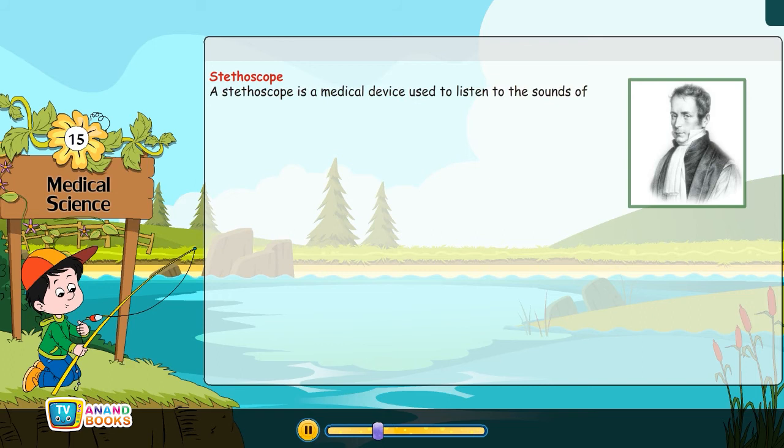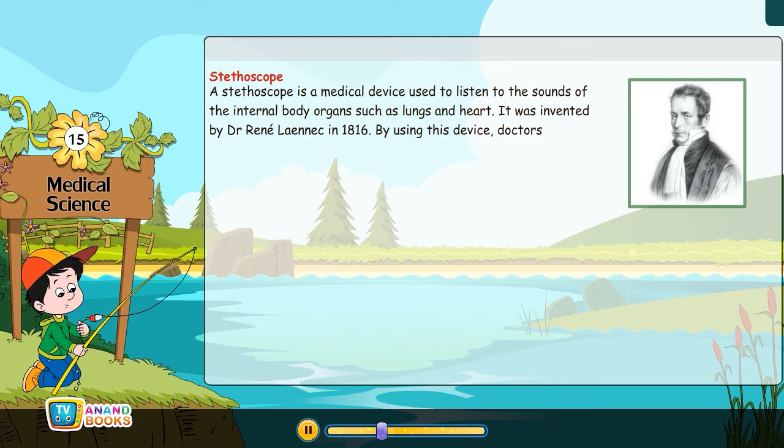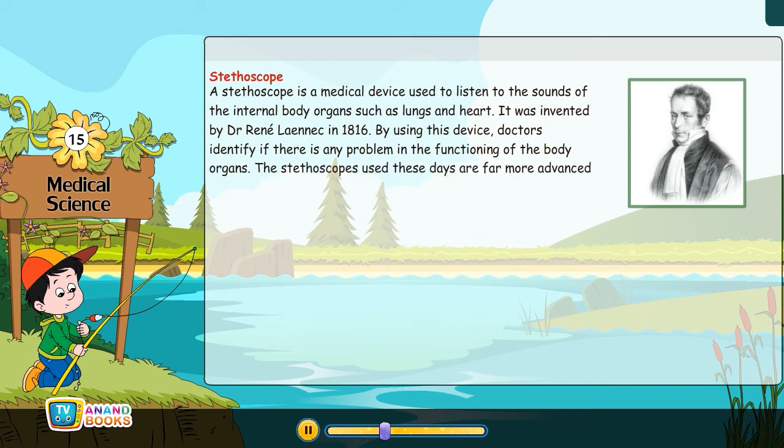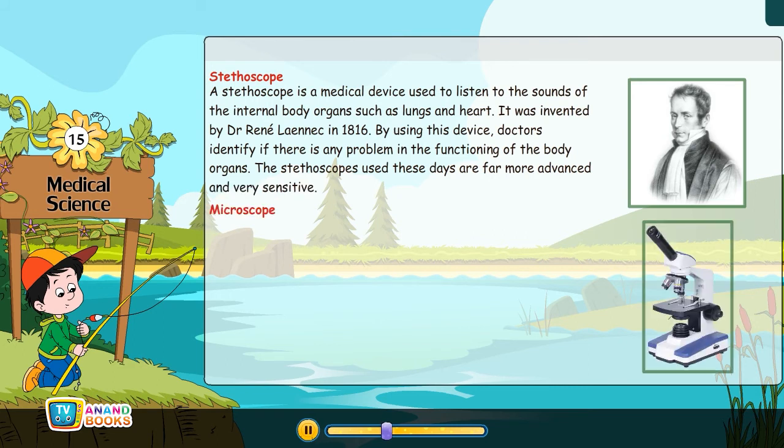Stethoscope. A stethoscope is a medical device used to listen to the sounds of the internal body organs such as lungs and heart. It was invented by Dr. René Laennec in 1816. By using this device, doctors identify if there is any problem in the functioning of the body organs. The stethoscopes used these days are far more advanced and very sensitive.